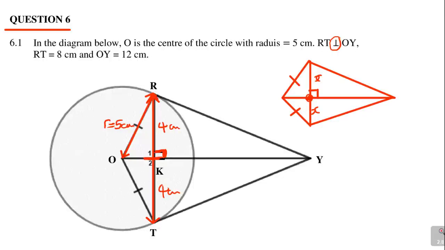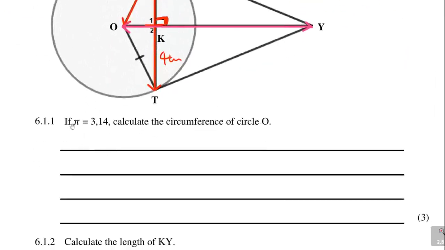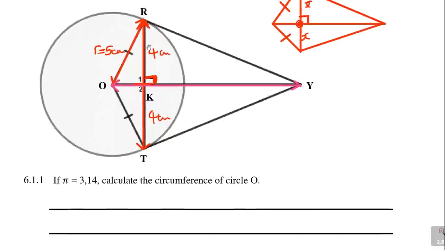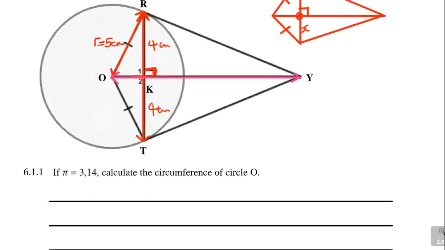Are you with me? And then they are telling us here, let me use another one. They are saying this distance OY here is equal to 12 centimeters. So what's the question here? If pi is equal to this, calculate the circumference of the circle. Oh, guys, there is a circle. You need to know the formula for the circumference. C for the circumference is equal to 2 pi r, meaning 2 times pi times r.